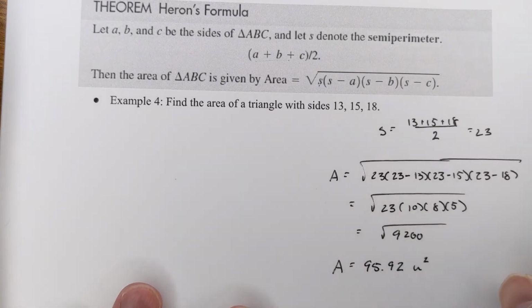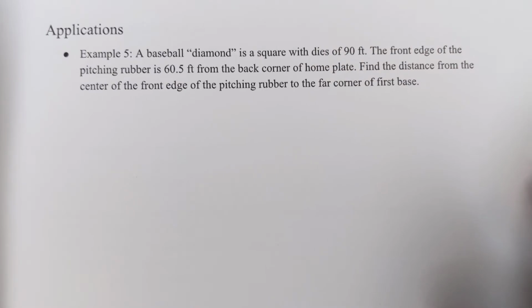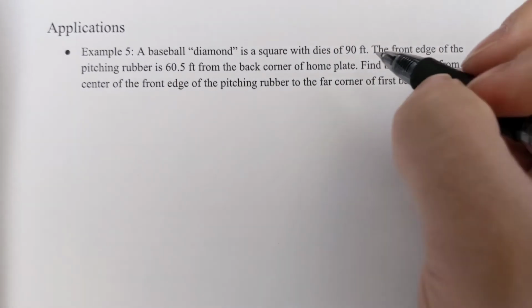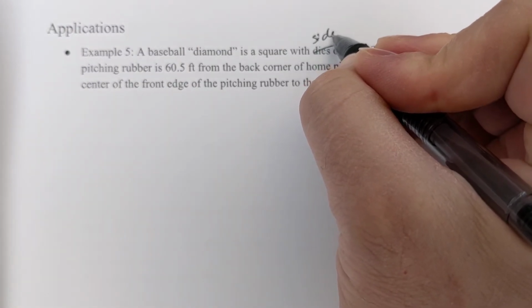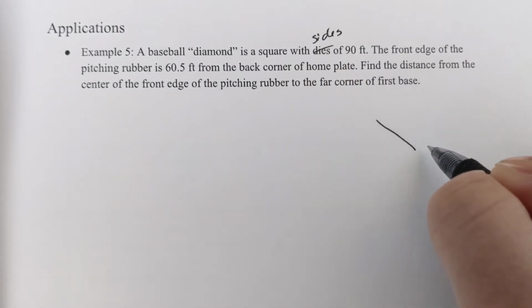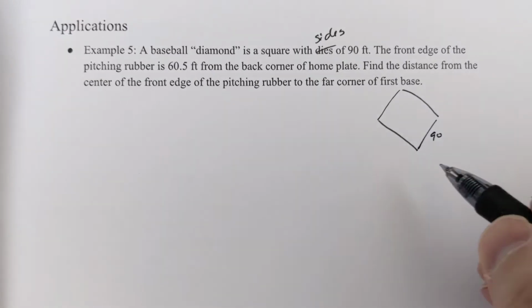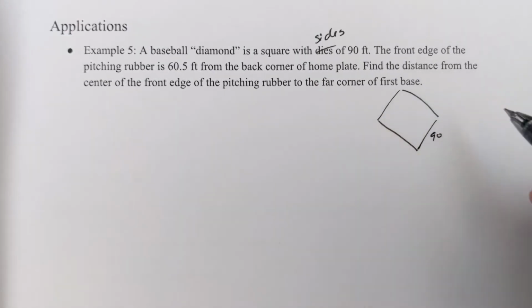So just plug in the numbers in the formula. Okay, so let's do some applications here. A baseball diamond is a square with sides of 90 feet. If you think about a baseball diamond, it looks like this. 90 feet from home plate to each base, or base to the next one.